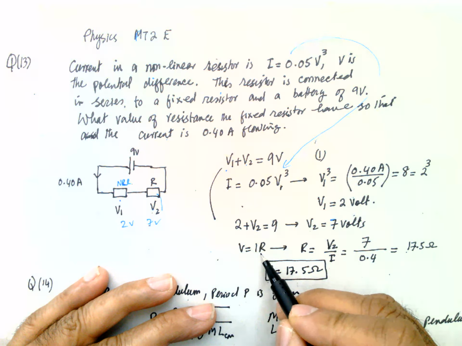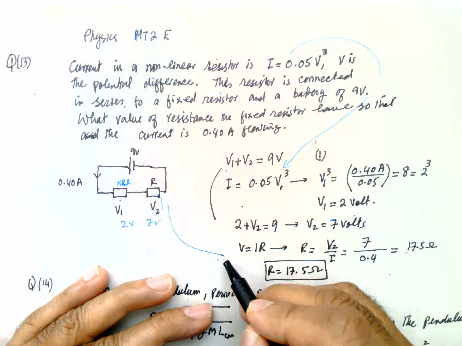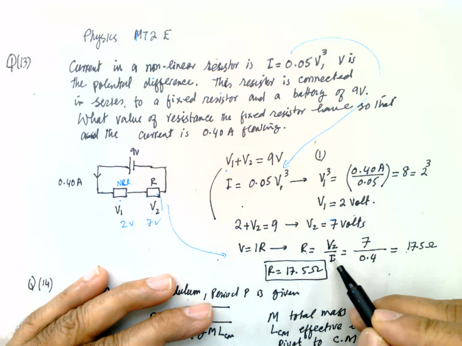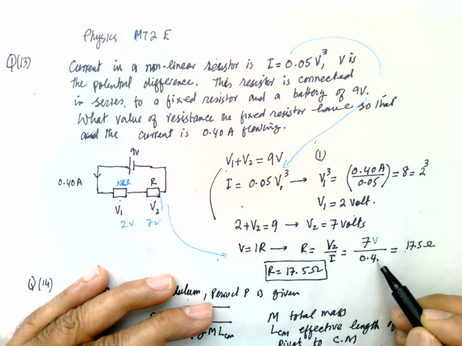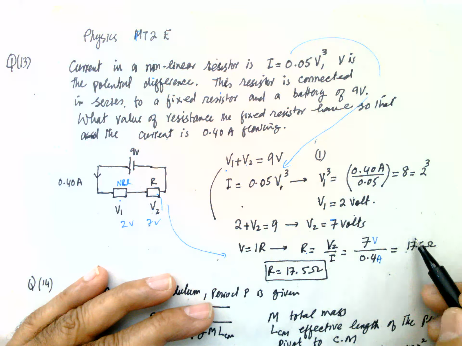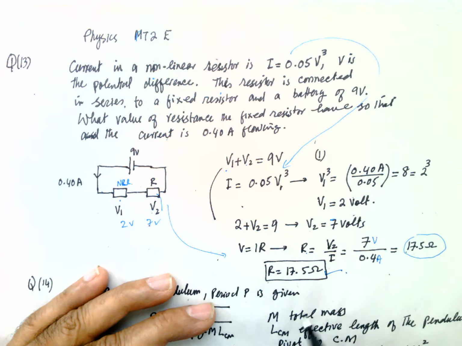So V is equal to IR on the linear one. R is equal to V2 over I. So V is 7 volts, I is 0.4 amp, so this has a resistance of 17.5 ohms. So this is R. This is the answer.